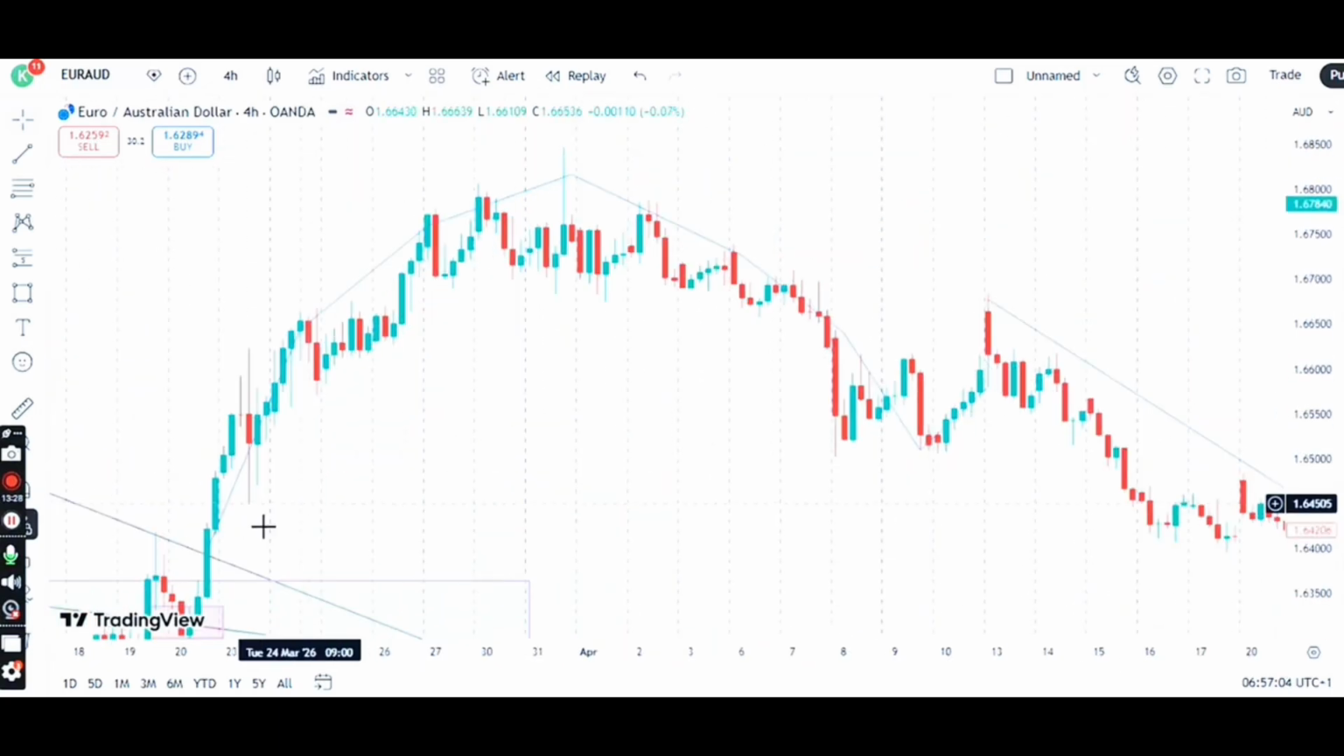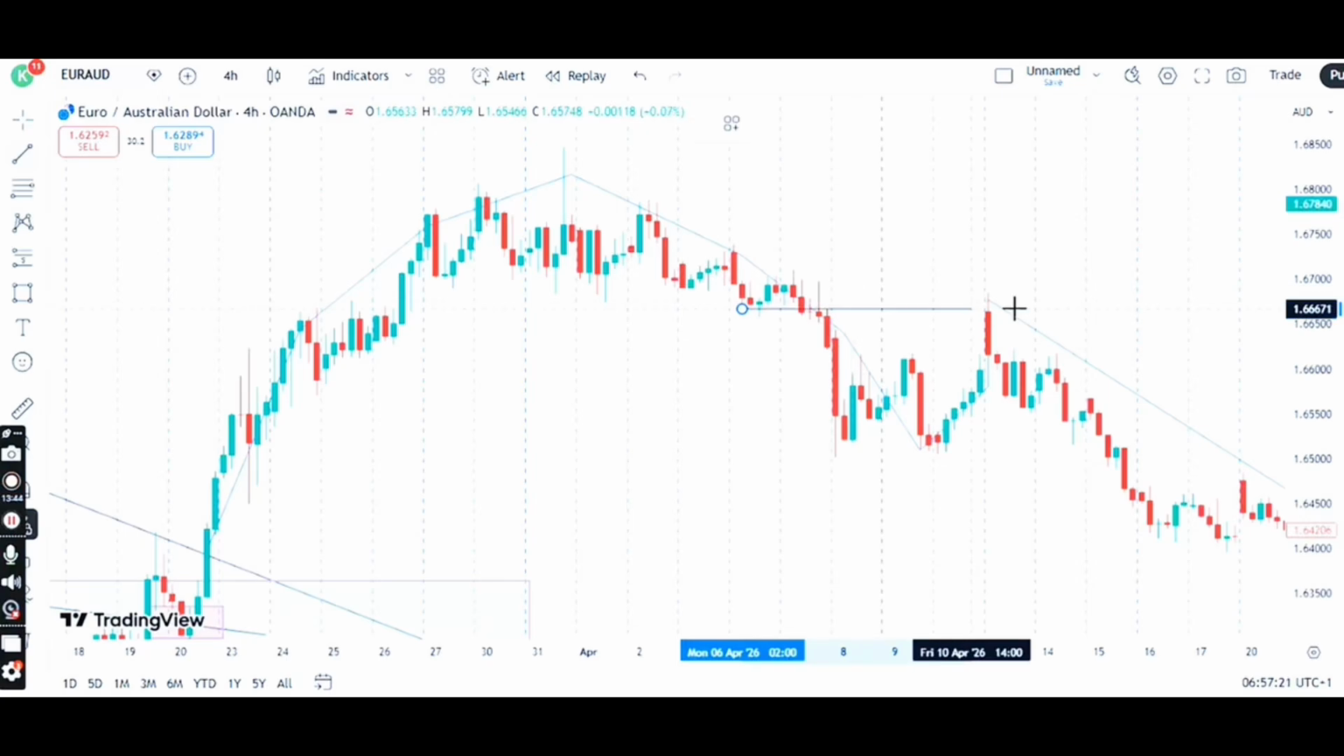Then look at this cup and handle pattern created here. This is the cup, this is the handle, and the market returned at this particular level. Let me just show you this particular level. What do you see? Very clear. The market will always show you what it wants to do.